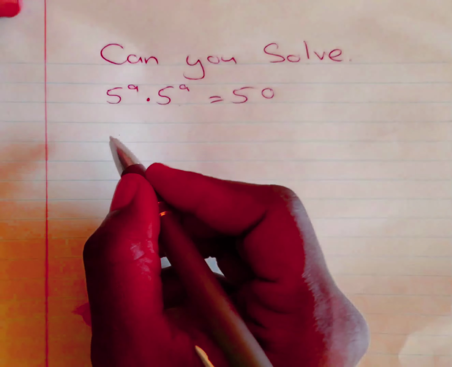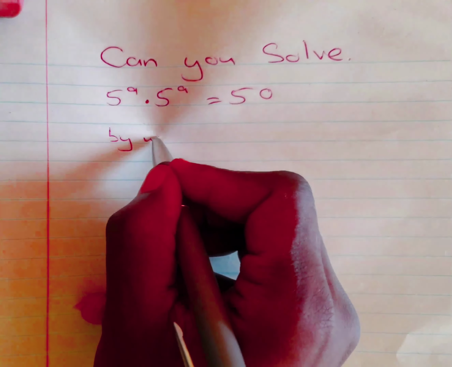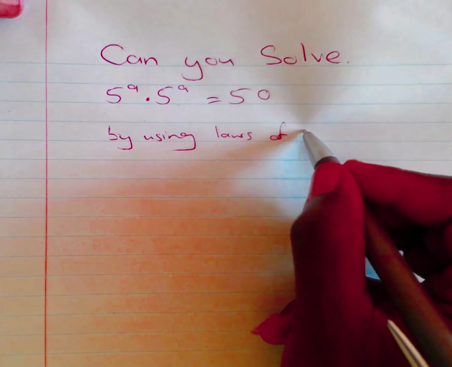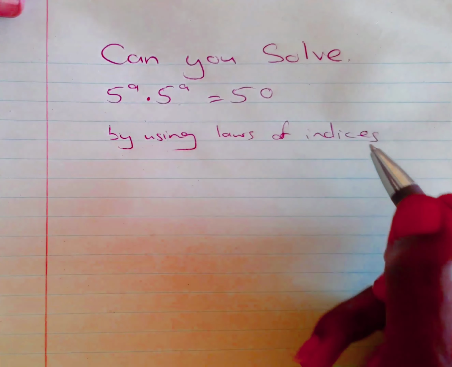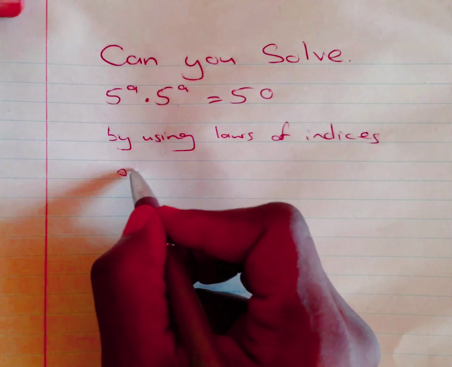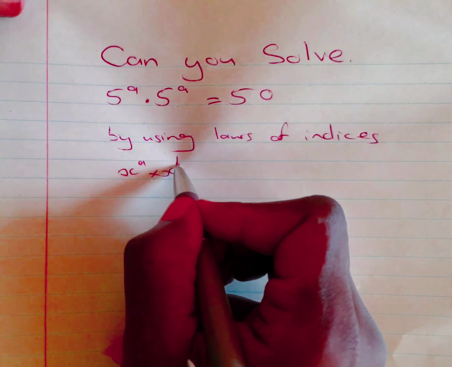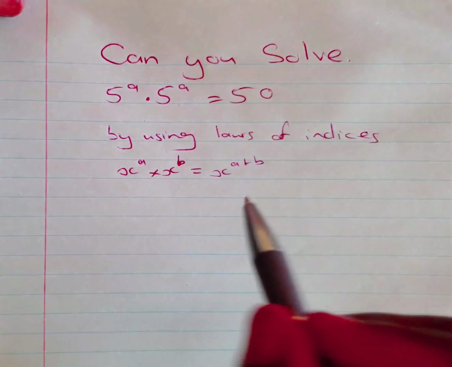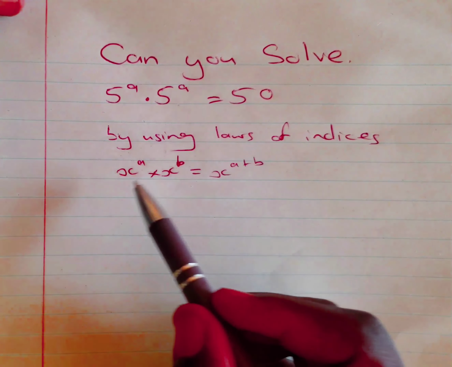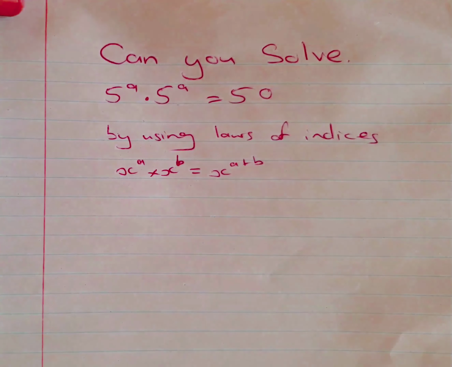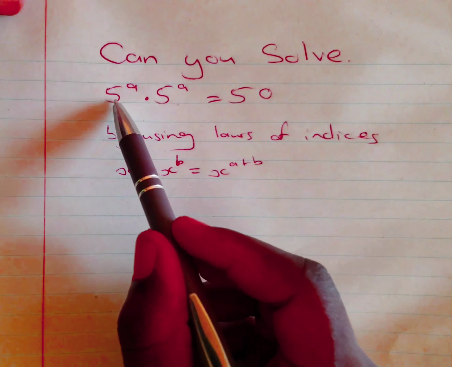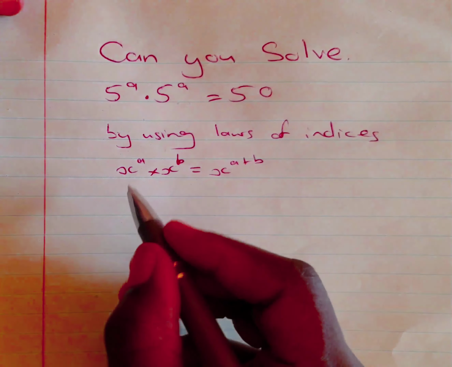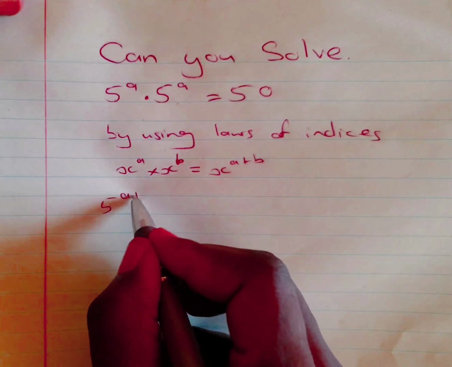So let's move on. By using laws of indices, we know that x to the a times x to the b is equal to x to the a plus b, right? Meaning to say, when multiplying numbers of the same base, we just add the powers. And in our case, our base is 5, so we're going to add those powers. Then we have 5 to the a plus a.